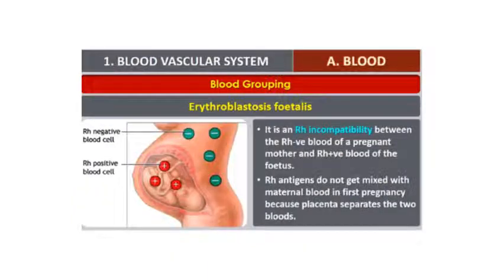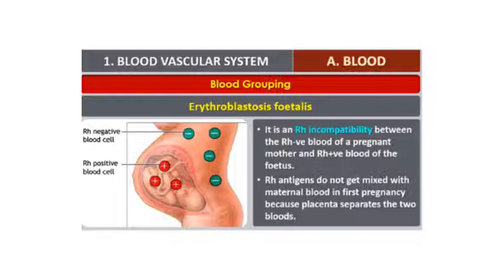Now, this is especially significant in pregnant women. There is something called erythroblastosis fetalis. So here what happens is there is Rh incompatibility between the mother and the child. What happens is the Rh negative blood of a pregnant mother and the Rh positive blood of the fetus react. The mother is Rh negative, so the antibodies for the Rh are not present in the mother's body, whereas the fetus is Rh positive. So the mother's body essentially thinks that the fetus is some foreign object.